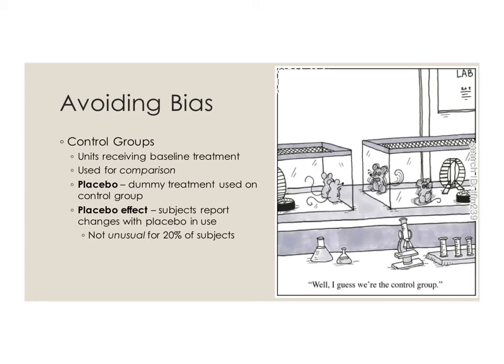When we look at control groups, remember the control group is the units receiving the baseline treatment. We use it to compare to. A placebo is the dummy treatment used on the control group. The placebo effect, this is when subjects report changes with the placebo in use. And it is not uncommon for 20% of these subjects, right? They think they feel better or their experiment is working, when in reality they have a dummy treatment.